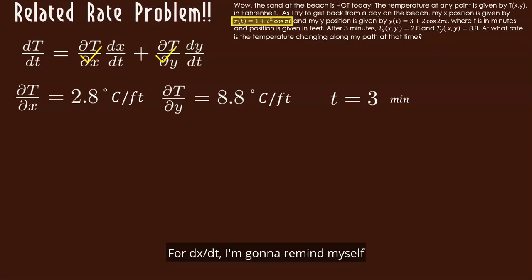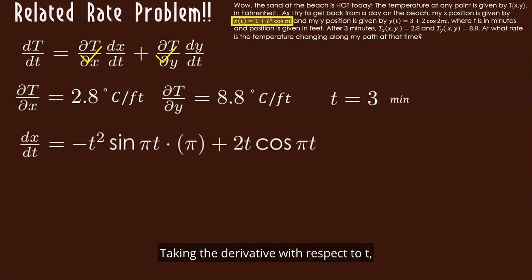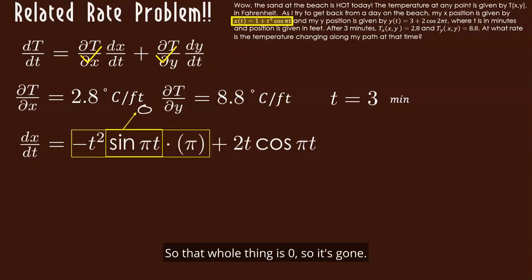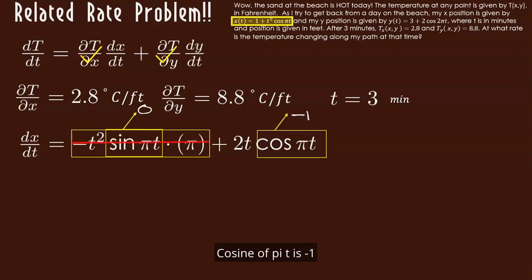For dx/dt, I'm going to remind myself that x of t is 1 plus t squared cosine pi t. Taking the derivative with respect to t, I get negative t squared sine of pi t times pi plus 2t cosine of pi t. I'm going to go ahead and plug 3 in for t. Notice sine of 3 pi is 0, so that whole thing is gone. Cosine of pi t is -1. Plugging in my 3, I get that the derivative of x with respect to t when t is equal to 3 is -6.